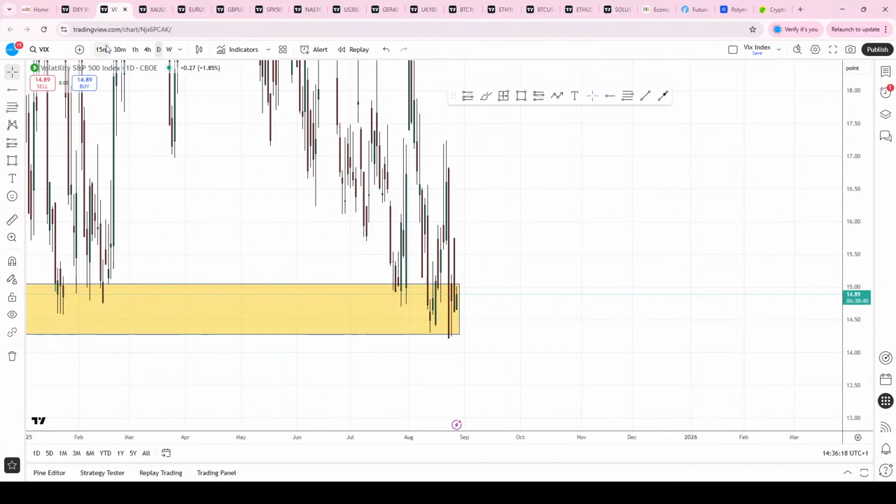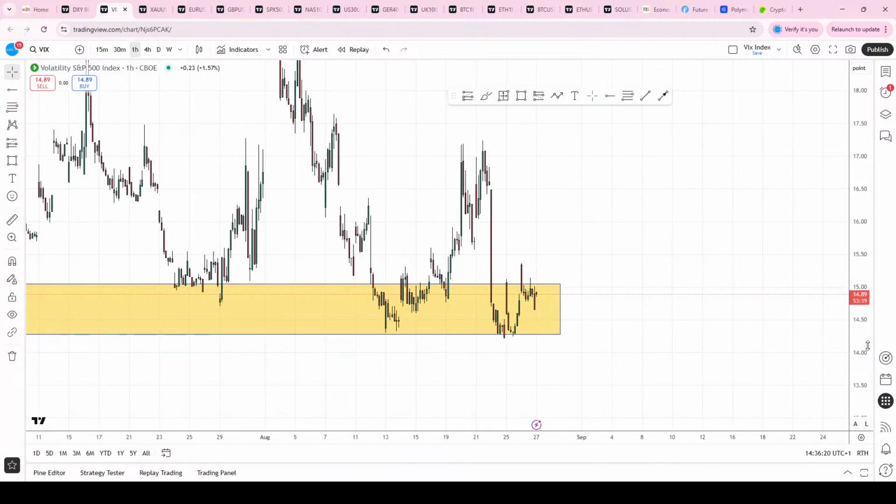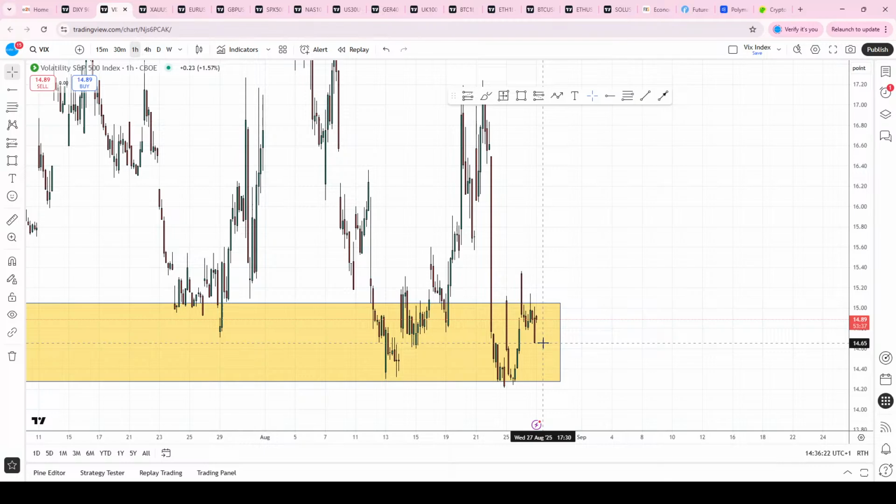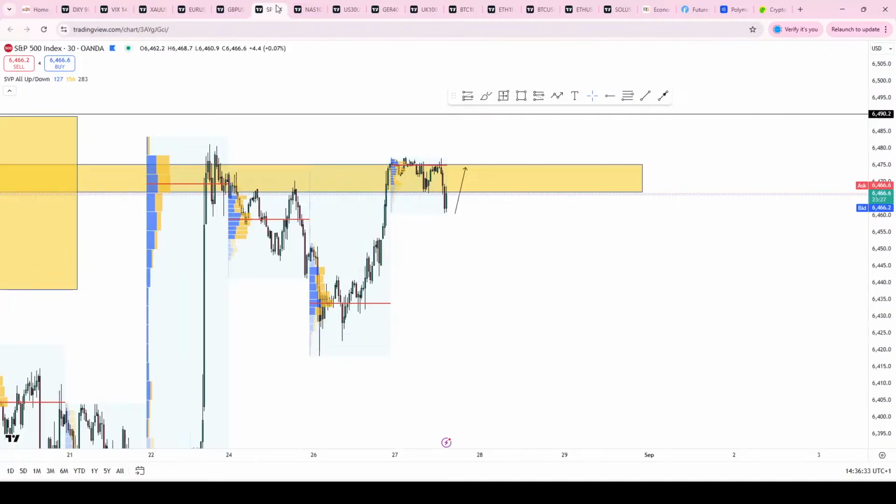So the logical scenario is that if we were to see a gap close on the VIX, so this is obviously the gap here. This is where we closed last night. This is where we opened today. If we start to see that fade off, look for potential gap close into that 14.6, 14.7 handle, which would probably short term get us back to the value area.